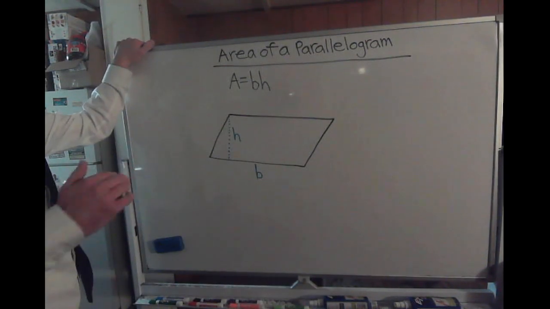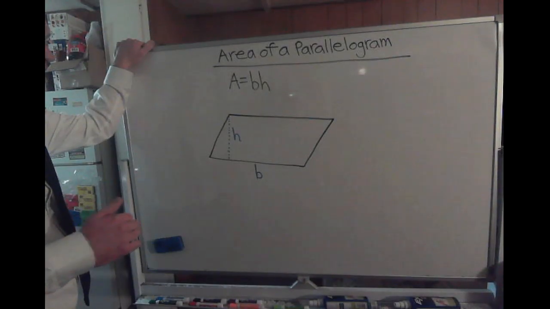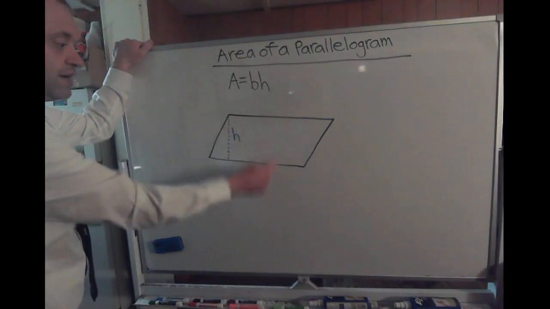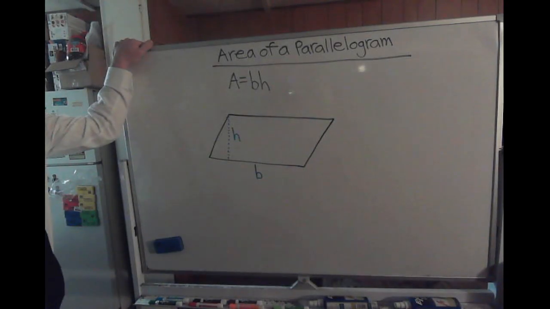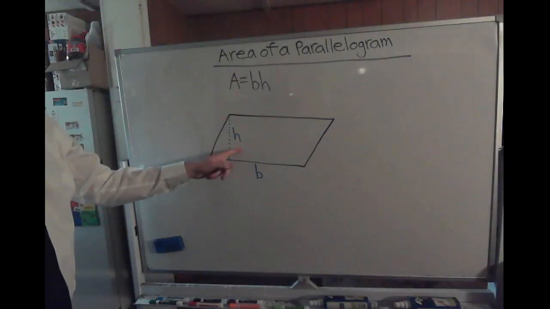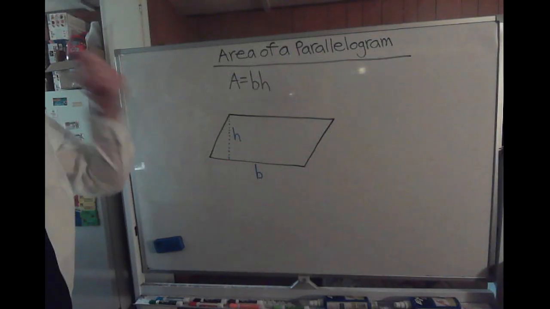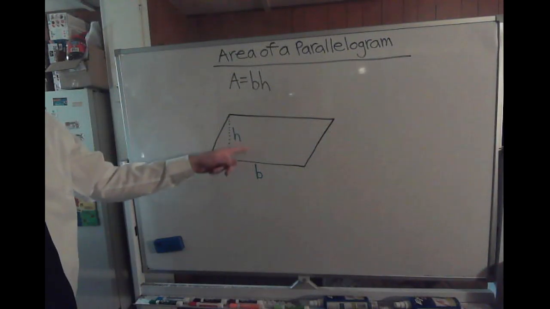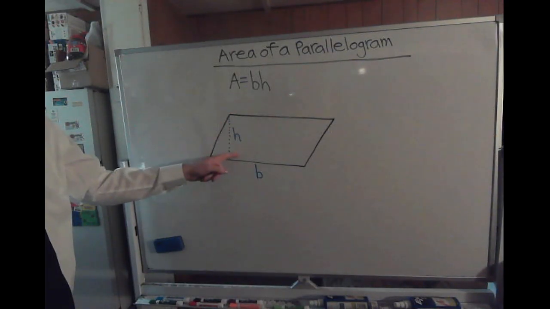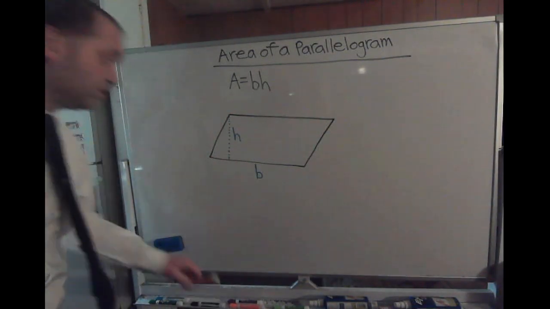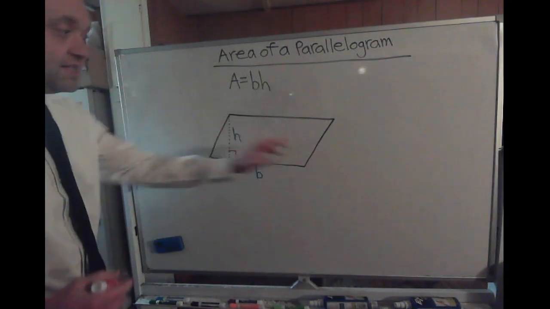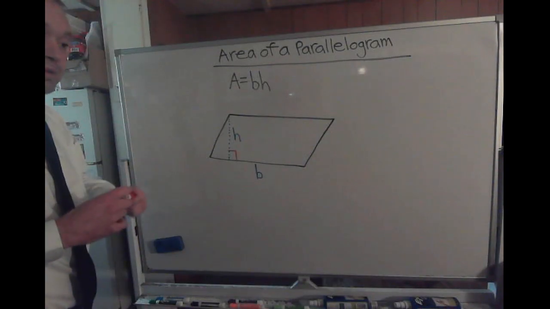But here's the thing with parallelograms. The base is the same. It's either the top side or the bottom side that is the length of your base. But the height can only be a straight line, or in this case, the altitude of the parallelogram that goes down from the top base to the bottom base and forms a perpendicular line to the base. The slanted sides of the parallelogram cannot be your height.